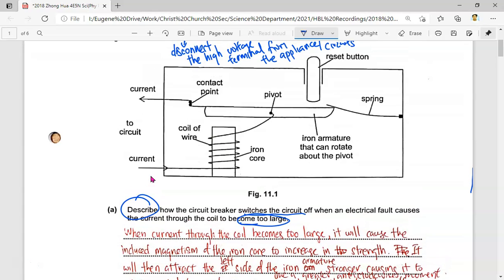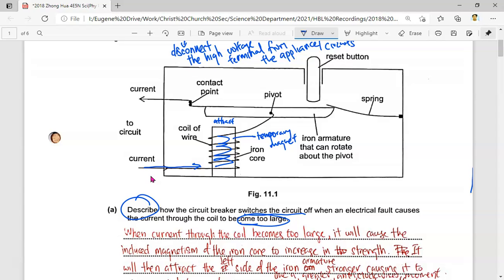Now before we go into the question itself, we need to understand how this circuit works. The current is flowing in this way. It will flow through the iron core, and because there's a coil over the iron core, this becomes a temporary magnet. Because this is a temporary magnet, it will attract the iron armature. Just take note of this first. We'll go into further details.